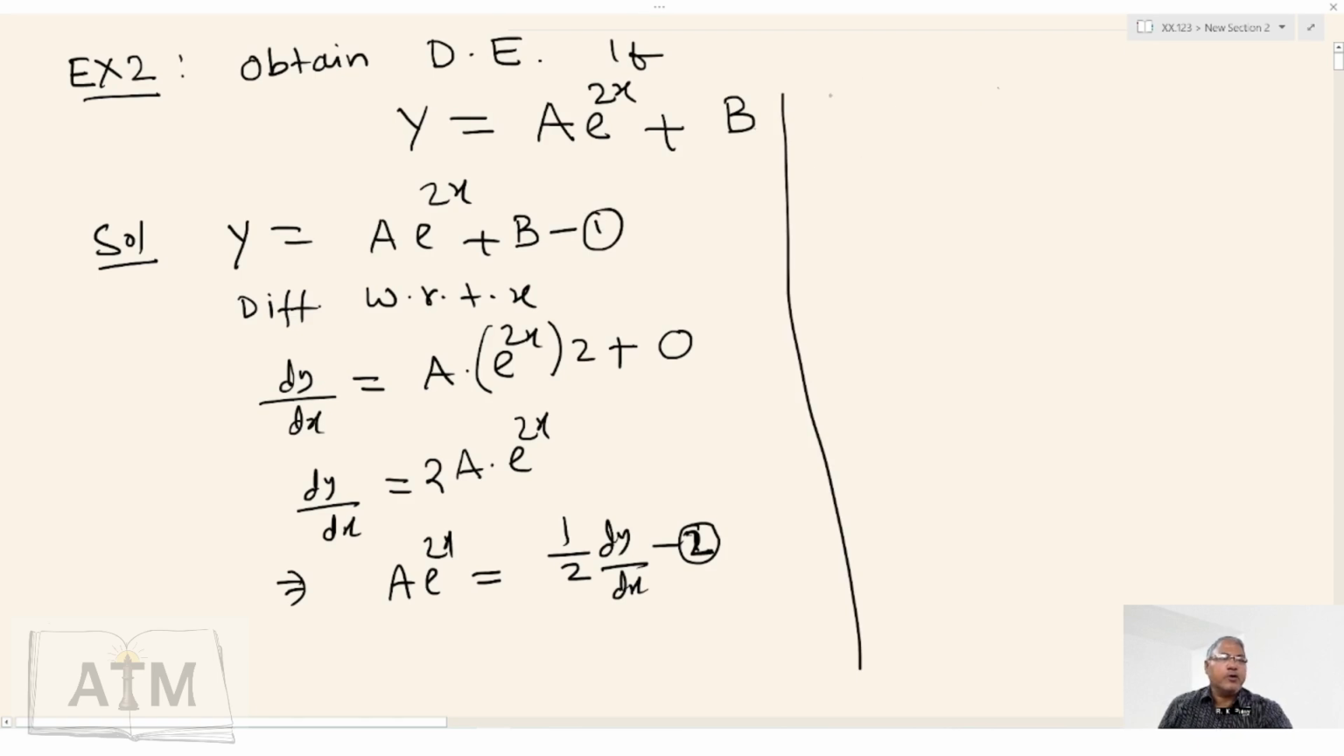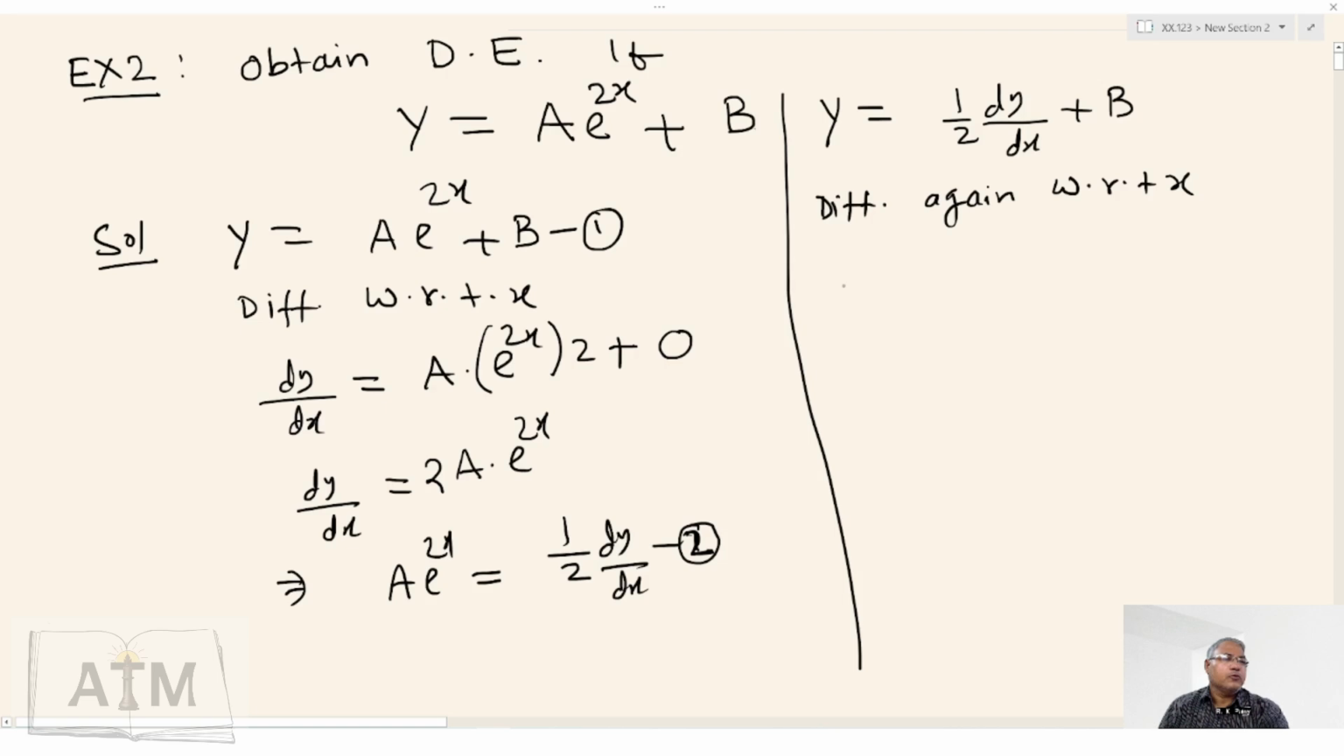Now putting 2 in 1, we have y equals half dy by dx plus b, because there are two arbitrary constants. Only one have we eliminated till now, but the other arbitrary constant b is left. We have to remove even that. So we kept equation 2 in 1. Now we have to differentiate once again. So differentiating again with respect to x.